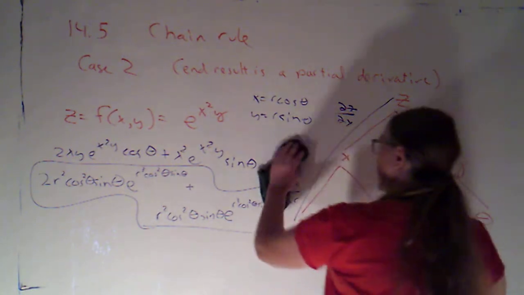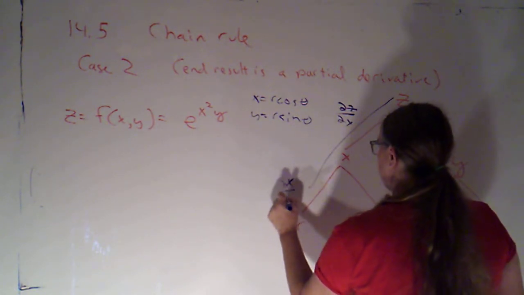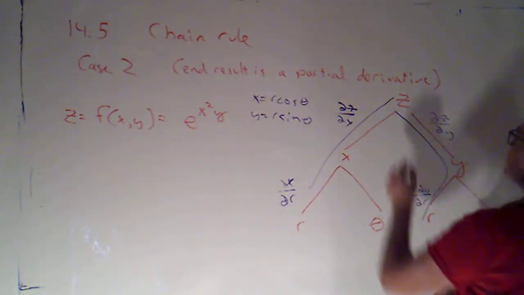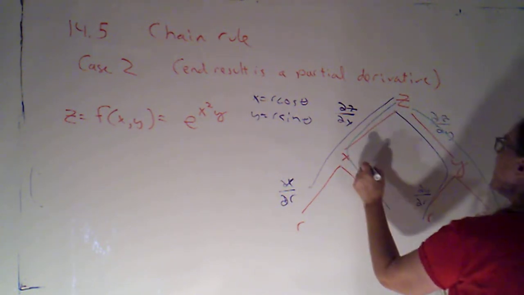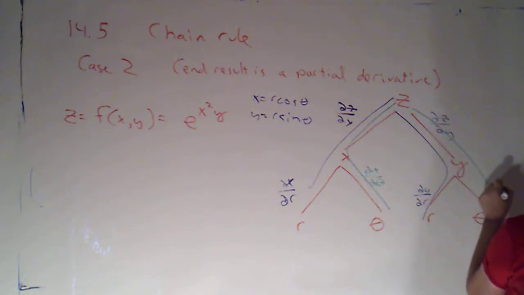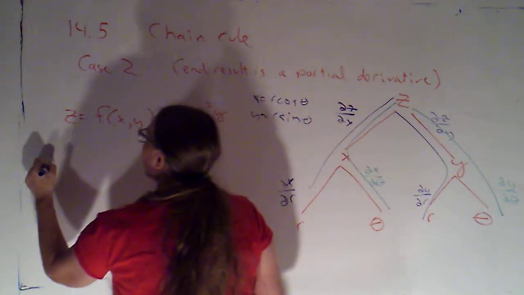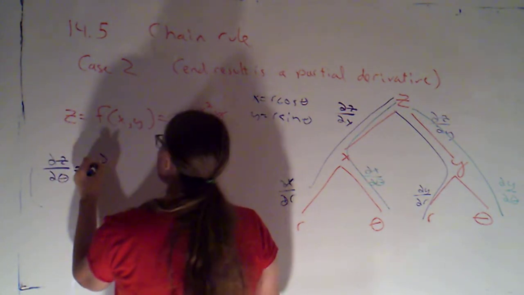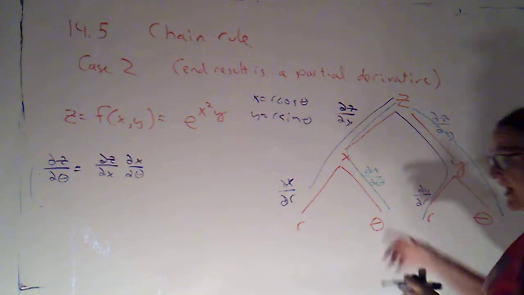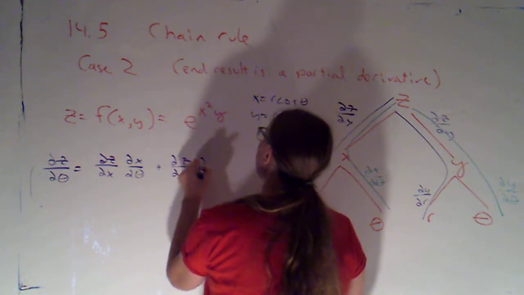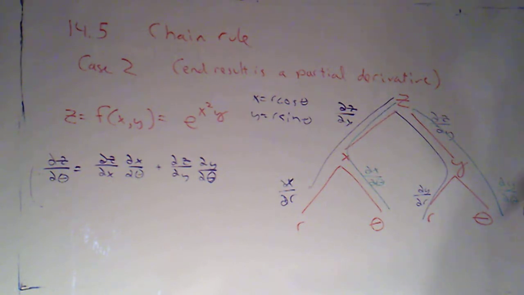Okay, let's go ahead and calculate the partial with respect to theta. So now I'm concerned with the paths that connect z to theta. So they start the same. They start with the partials of z with respect to x and y, but now I'm going to be concerned with the partial of x with respect to theta and the partial of y with respect to theta. Okay, so the partial of z with respect to theta is partial z partial x, partial theta. That's the product of the partials along that path, plus partial z partial y, partial theta, that's the product along this path.